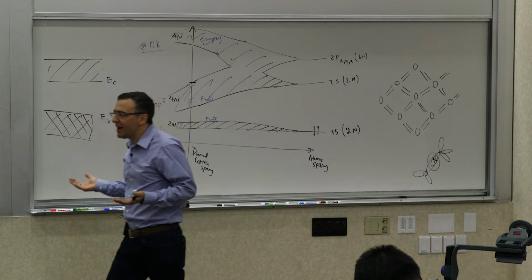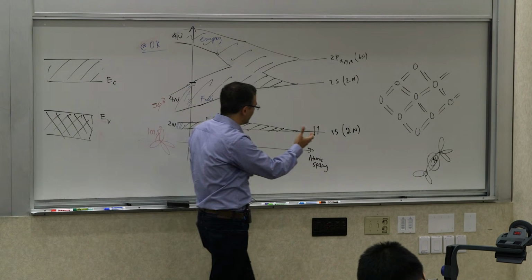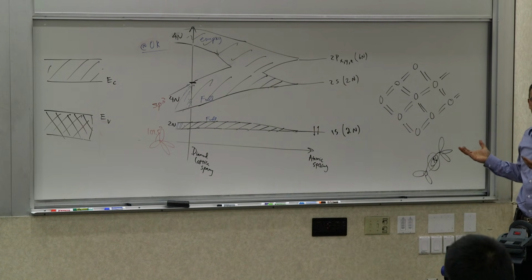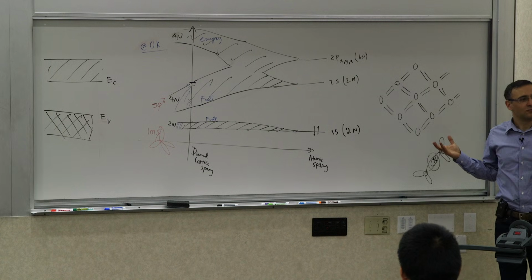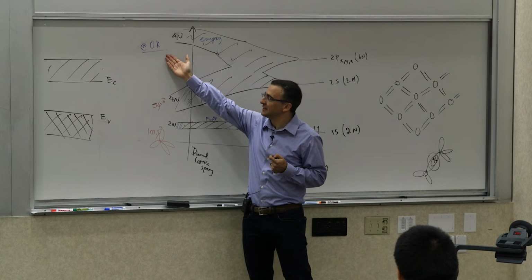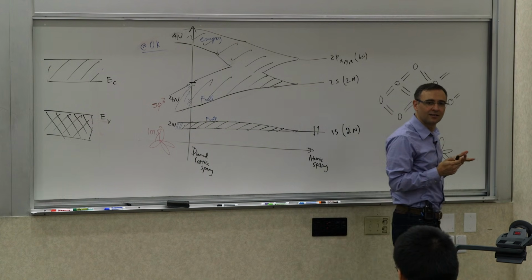So when you have something like this, what do you think this is? Do you think this is a good conductor? Do you think it's a good insulator? Do you think it's a bad conductor, bad insulator? What is this material in its current form, let's say at 0 Kelvin? It's an insulator, right? Why is that?